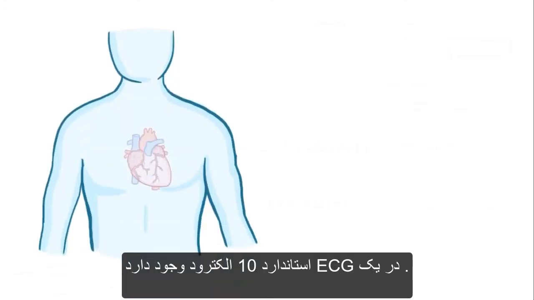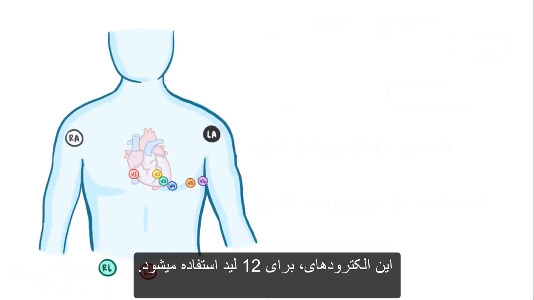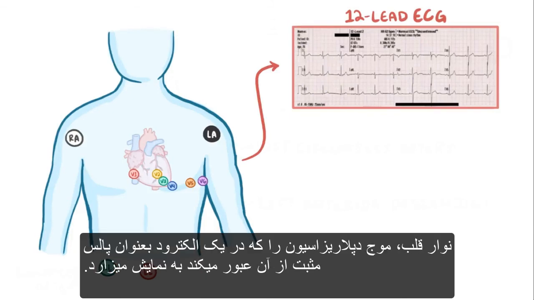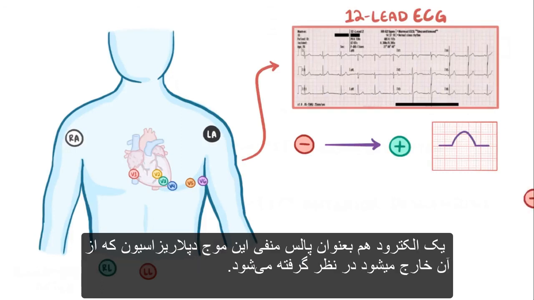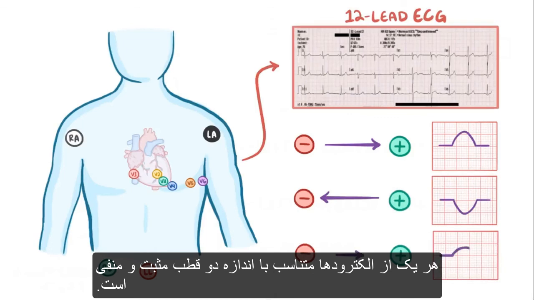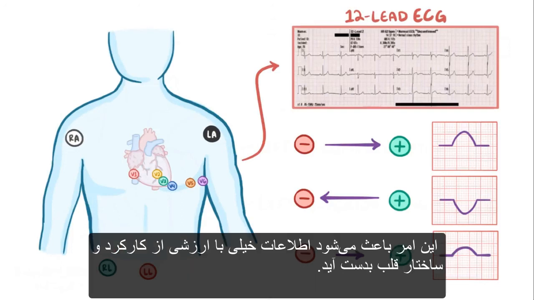Alright, as a quick recap. In a standard ECG, there are 10 electrodes, 4 limb electrodes and 6 precordial electrodes that wrap around the chest. These electrodes are used to make 12 leads, each of which illustrates the movement of positive charge on the outside of heart cells. The ECG tracing shows a depolarization wave moving towards an electrode as a positive deflection, and one moving away as a negative deflection, each of which is proportional to the size of the dipole. The point of being able to get different views of the heart is that it makes it easier to see how the wave of depolarization moves, which provides valuable information about the heart's structure and function.